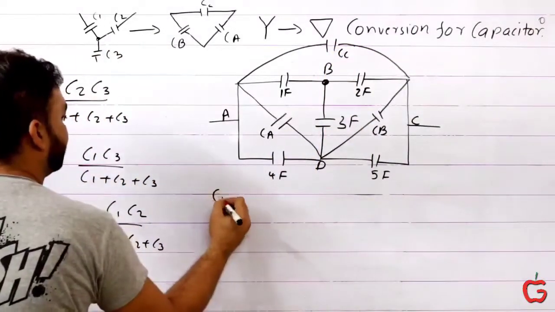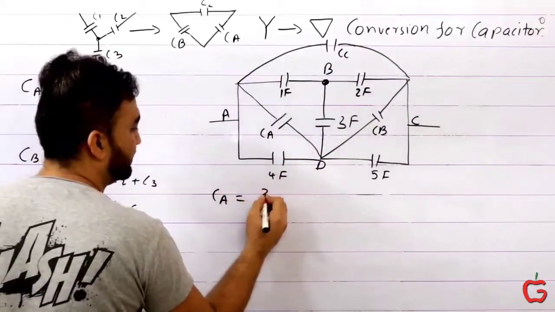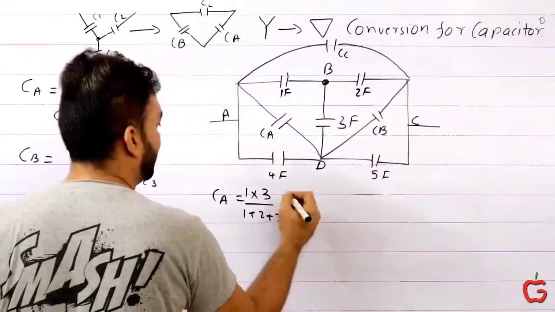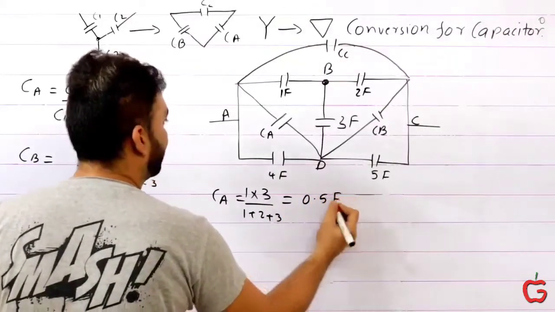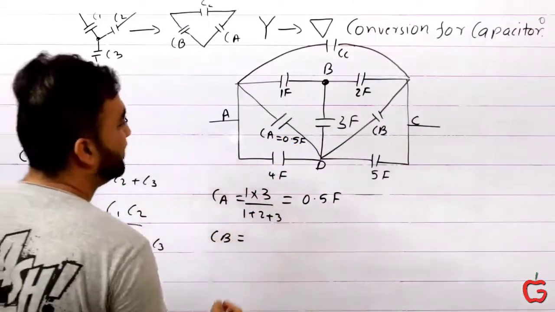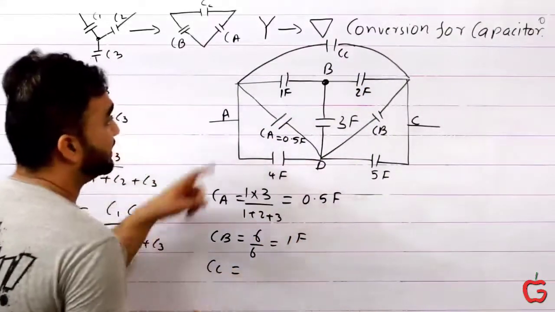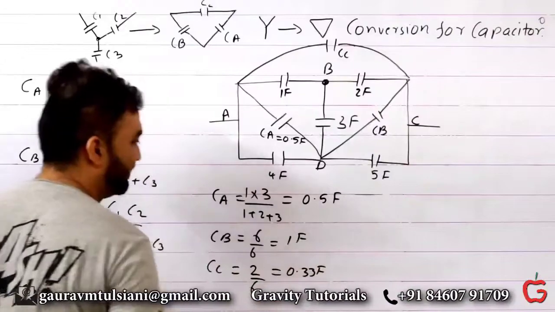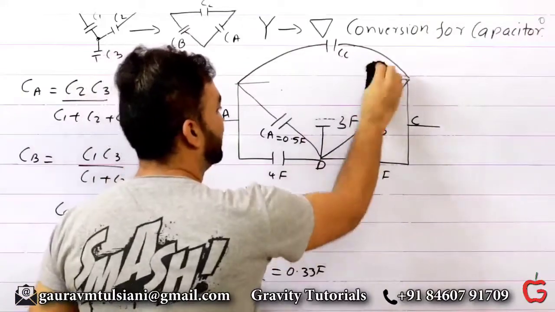So CA is going to be 1 times 3. So this is 1, 2, 3 divided by the sum 1 plus 2 plus 3. So this is 3 by 6. So that is 0.5 farad. CB is 6 by 6. So that is 1 farad, and CC is 2 by 6. So this is 1 by 3, so that is 0.33 farad. So now we have converted this circuit, so now we don't need our star anymore. So let's get rid of it.